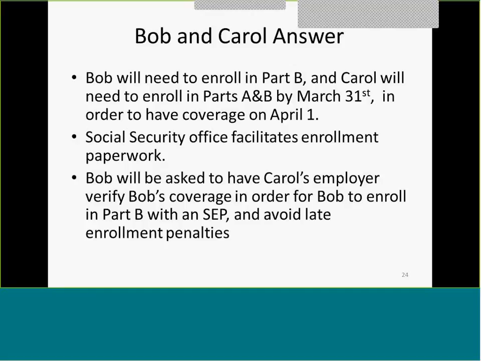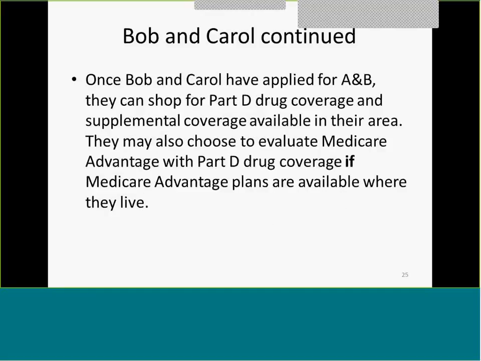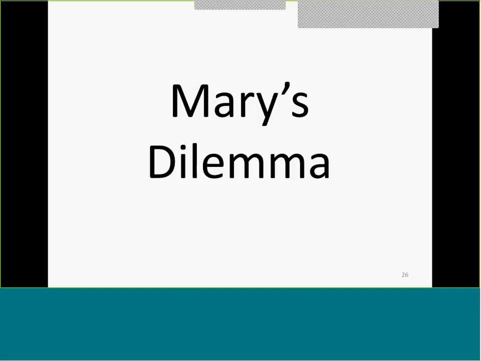Social Security Office facilitates enrollment paperwork. Bob will be asked to have Carol's employer verify his coverage in order for Bob to enroll in Part B with a special enrollment period and avoid late enrollment penalties. So you always want to fill in all the blanks for your customer. Folks, you're going to have to take some forms to your employer to fill out that say, yes, we have these coverages, and that's why we're enrolling late in some cases. Once they're all applied for their A and B, they can shop for drug coverage, supplemental coverage if they want. They can also choose to evaluate Medicare Advantage with Part D if it's available where they live.